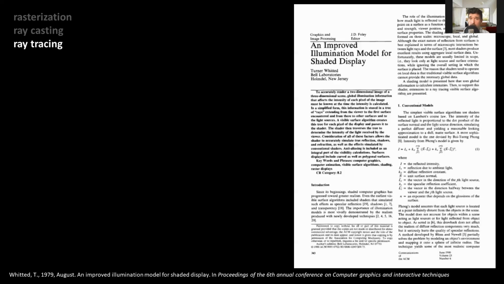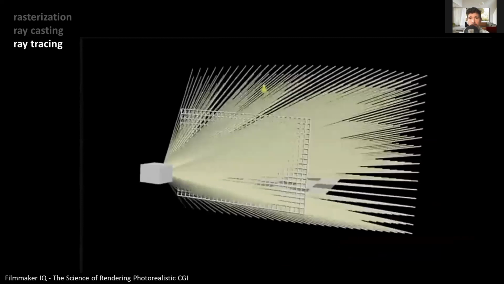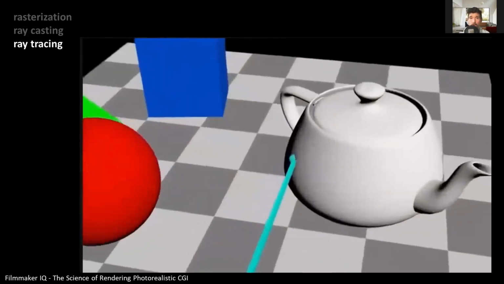While the development of technology was underway for almost a decade, another paper appeared that was based on the concept of ray casting called ray tracing. In order to solve the issues of proper shadows, refractions, and reflections, in his paper, Turner Whitted suggested an improved illumination model for shaded displays that functioned like this. So we shoot out the rays from the camera, implementing the ray casting approach. These rays are called the primary rays.